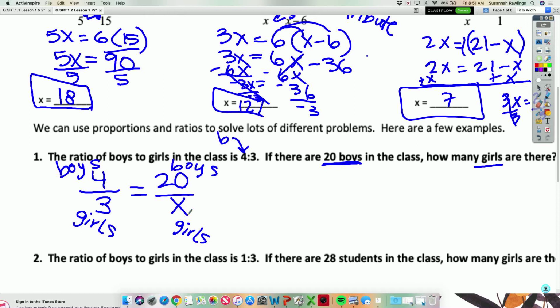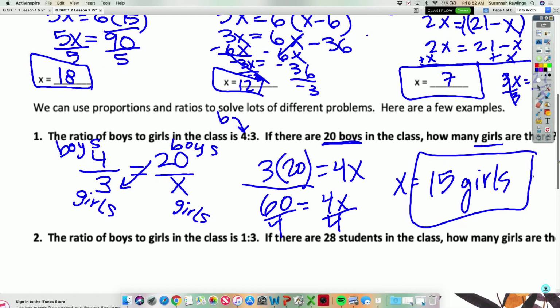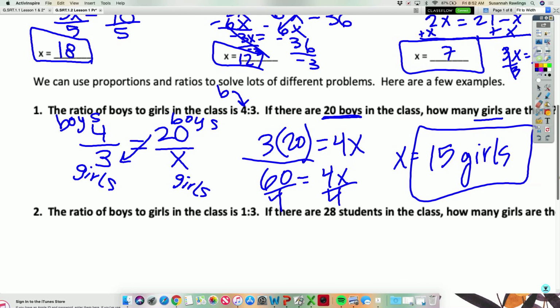So go ahead and cross multiply and solve for X. 4X equals 20 times 3. Okay, you should have had either 3 times 20 equals 4x or 4x equals 3 times 20. What is 3 times 20? 60. And when I divide by 4, 15 what? Girls. Very good. Okay, so that is a pretty easy example when they give you everything you need.